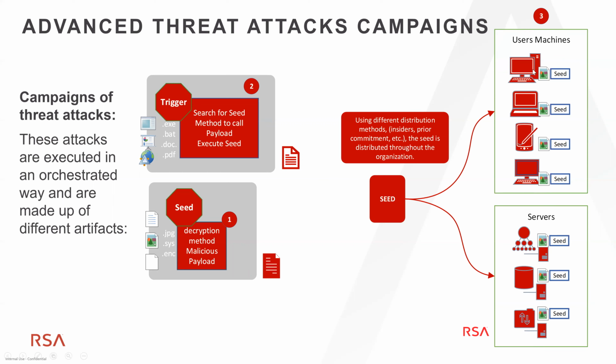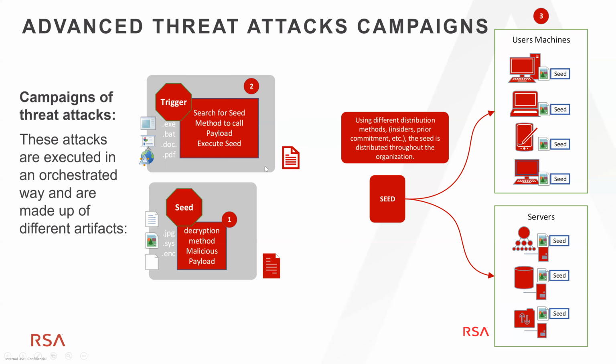And then, when the group of attackers knows that this seed has been distributed across all the network and has enough servers or machines as victims, they are going to send the trigger. The trigger normally is an artifact that has an extension like .exe, .bat, or .doc.pdf, and it's very attractive. It's a file that is attractive for the victim, and this trigger by itself is not malicious.